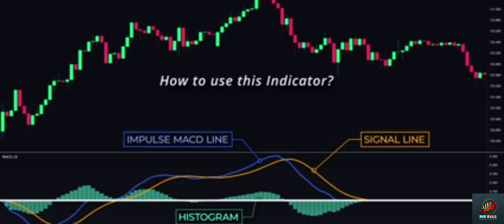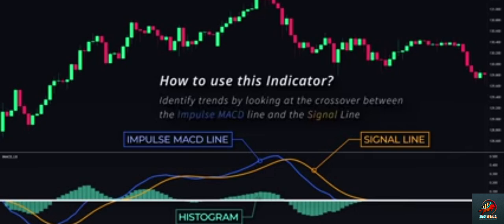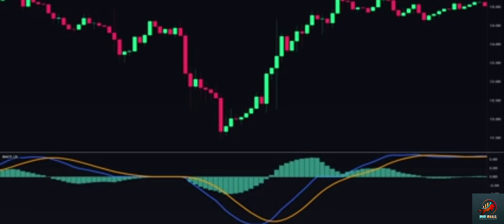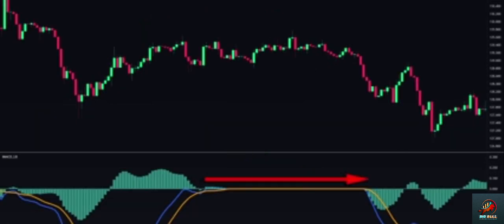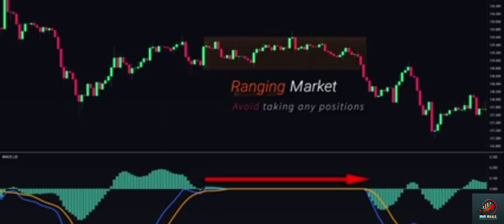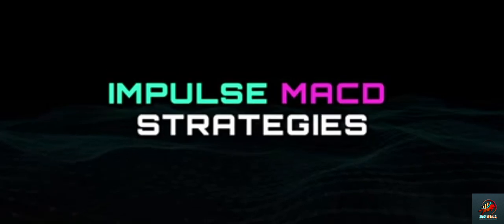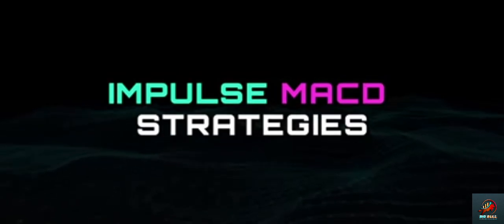Now, how do we use this indicator? So, very similar to the normal MACD, the way we identify trends on the market is by looking at the crossover between the Impulse MACD line and the signal line. If the Impulse MACD line crosses above the signal line, it indicates that the momentum is going upwards. And if the Impulse MACD line crosses below the signal line, it indicates that the momentum is going downwards. However, if the two lines go flat like this, it indicates that the market is ranging or moving sideways, and you should avoid taking any positions. Now, let's move on to the different strategies that you can use with this indicator.